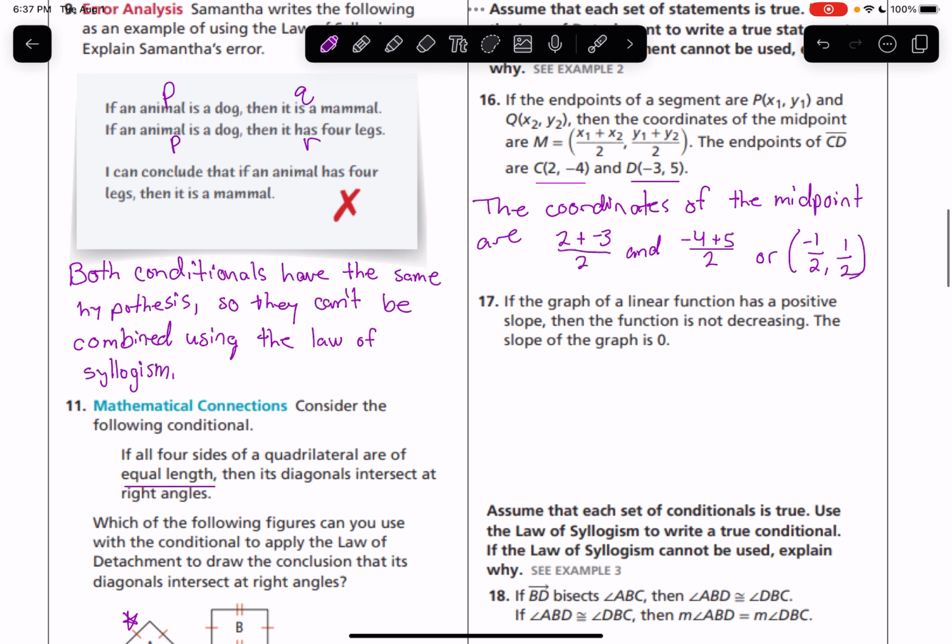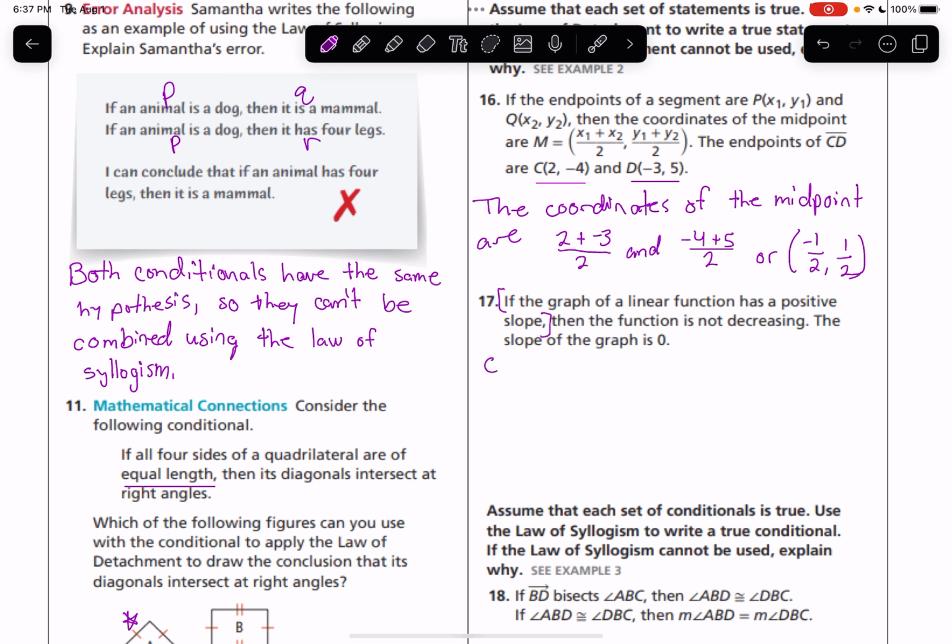Number 17, if the graph of a linear function has a positive slope, then the function is not decreasing. The slope of the graph is 0. So again, we want to see if we are given information that satisfies the hypothesis of the statement. It says the slope of the graph is 0, but our hypothesis needs to be a positive slope. So we can't use the law of detachment here because we don't have information that satisfies the hypothesis.